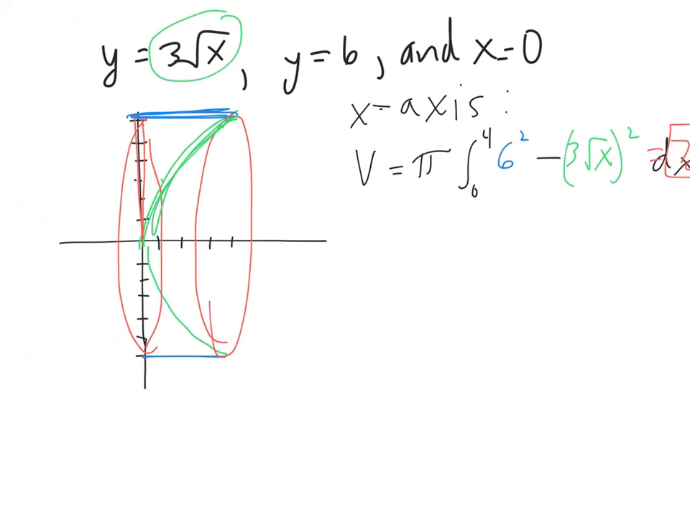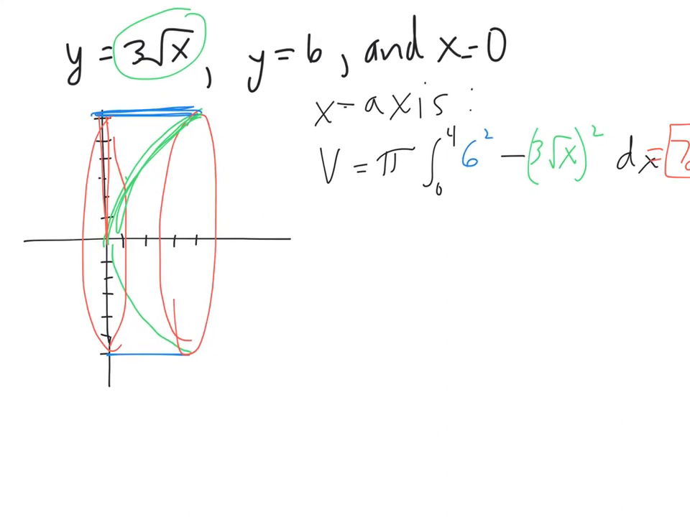So let's talk about taking this, but instead of wrapping it around the x-axis, we're going to wrap it around the line y equals 6. So still a horizontal line, still integrating with respect to x, but this time wrapping around the line y equals 6.